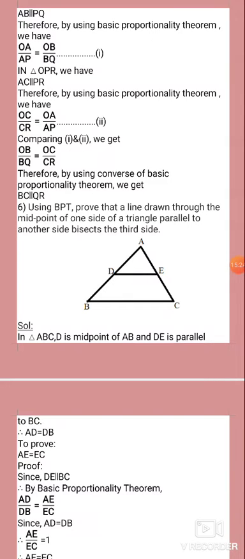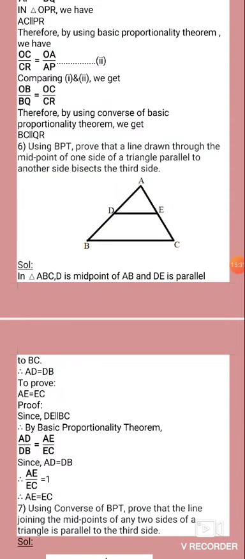For the proof, since DE parallel to BC, using BPT we can write what? AD by DB is equal to AE by EC. Since AD is equal to DB, midpoint is there, so we can write AE by EC is equal to AD by DB, which becomes 1. Now AE is equal to EC. So it bisects the third side, that is AE is equal to EC.